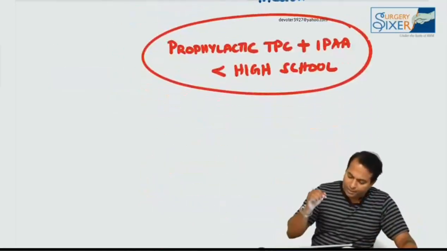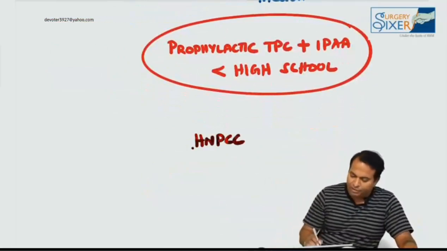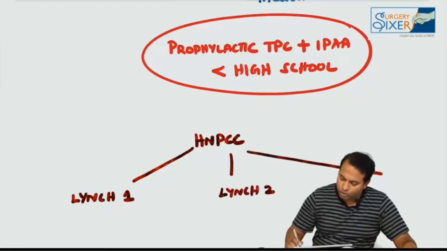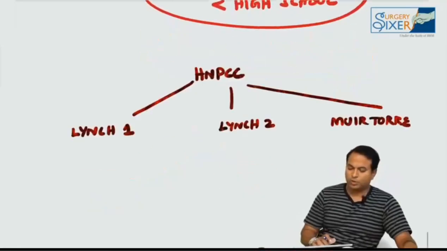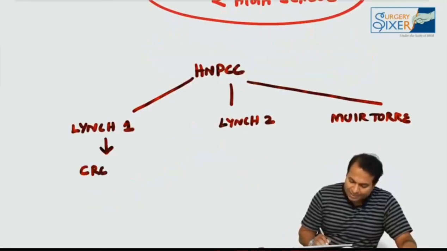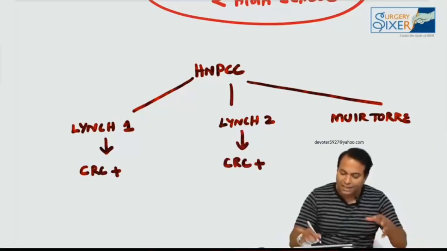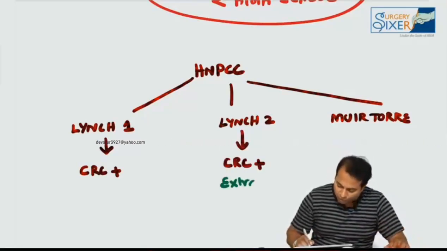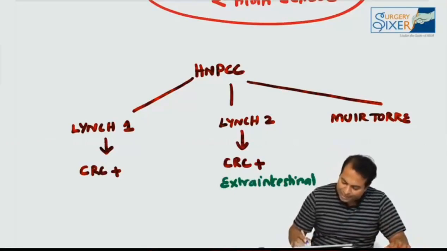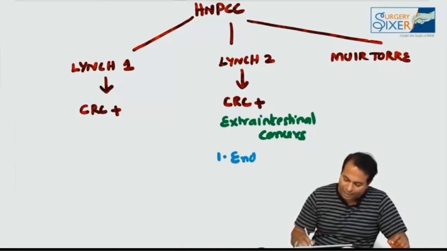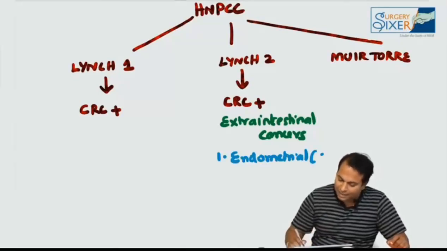And if it is a patient of HNPCC, he may have the following syndromes: Lynch 1, Lynch 2, and Muir-Torre syndrome. All these are autosomal dominant syndromes. Lynch 1 is colorectal cancer syndrome only. Lynch 2 is colorectal cancer associated with other, extraintestinal cancers also. What are the extraintestinal cancers? The first common cancer, already told you, is endometrial cancer. Endometrial cancer is seen in around 50% of the cases.